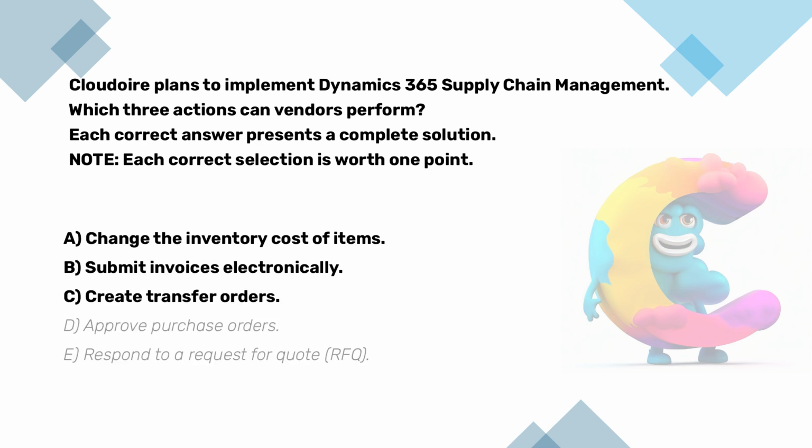The correct three actions that vendors can perform in Dynamics 365 supply chain management include: A. Change the inventory cost of items. B. Submit invoices electronically. C. Create transfer orders. These options are directly related to managing inventory and vendor relationships within the supply chain context.